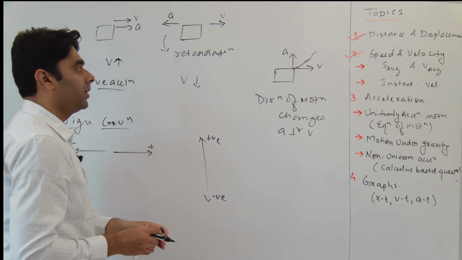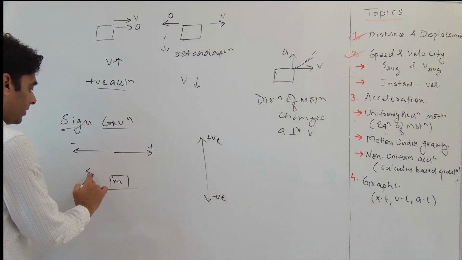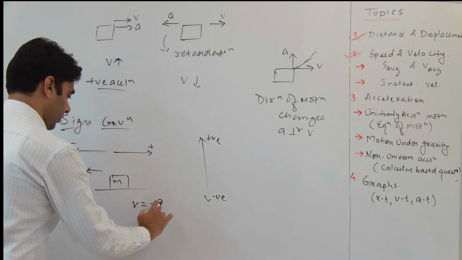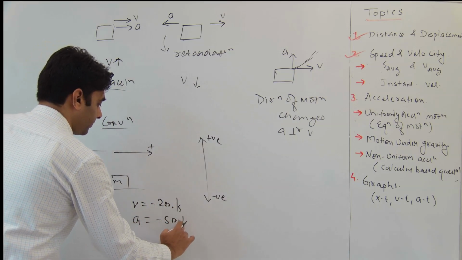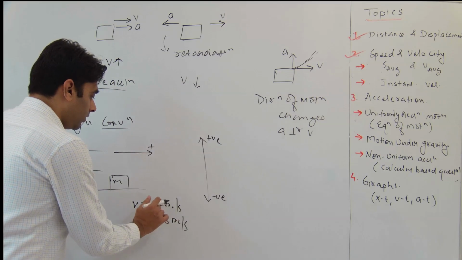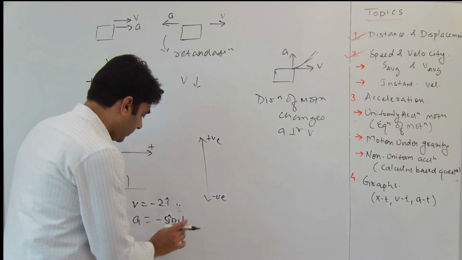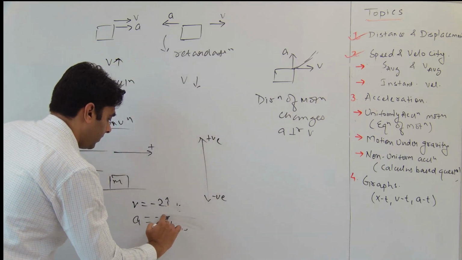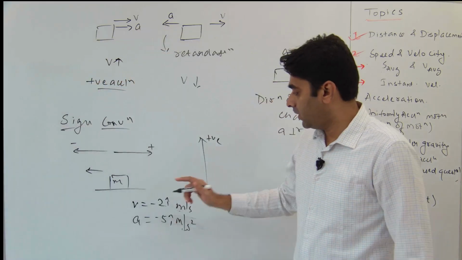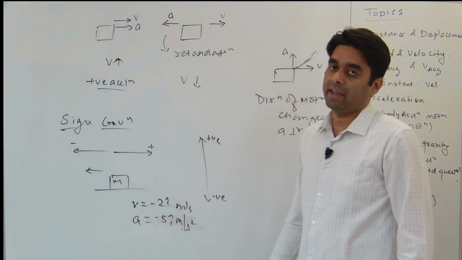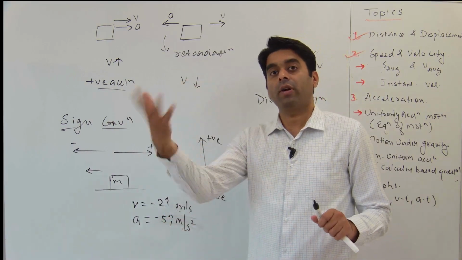The negative sign should not be confused with retardation. Suppose a block of mass m is moving with a velocity of minus 2 î meter per second, and acceleration is minus 5 î meter per second square. So velocity is minus 2 î meter per second and acceleration is minus 5 î meter per second square. This negative sign of acceleration should not be confused with retardation.